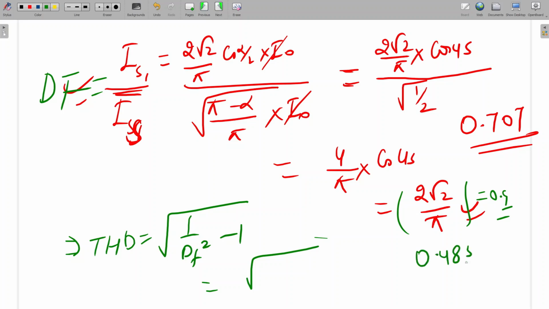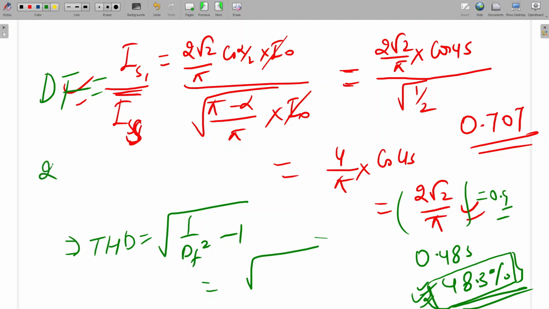0.483, so 48.3%. We can say that the THD is 48.3%. Clear? Like all of you know, this normal full bridge rectifier, also for some value of alpha, some GATE question is there. For a normal full bridge rectifier, this data is there in some GATE question, but the same data we are getting here also. Okay.